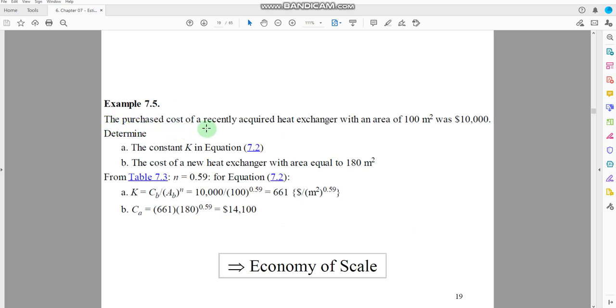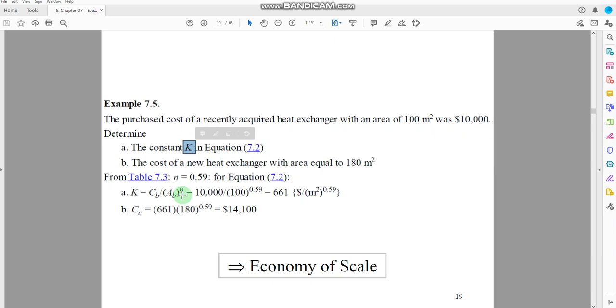The purchase cost of a recently acquired heat exchanger with an area of 100 meter square was $10,000. Determine the constant K in equation 7.2, and the cost of a new heat exchanger with an area equal to 180 meter square. We are provided with the information that the heat exchanger area is 100 meter square and the cost was $10,000. Now we have to estimate the value for K.